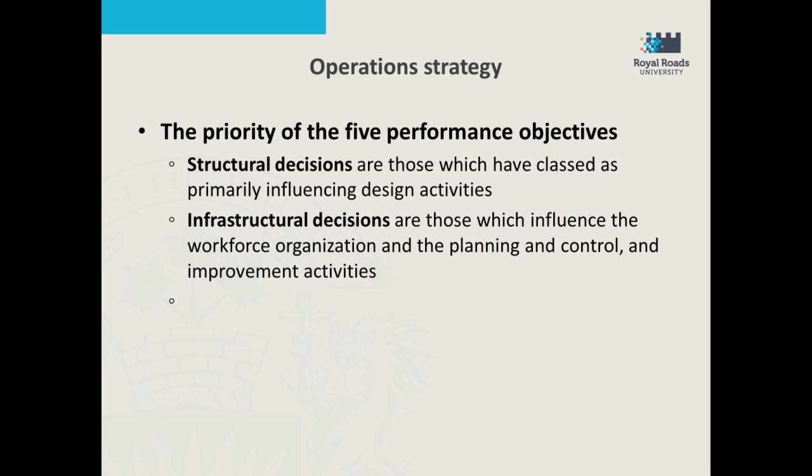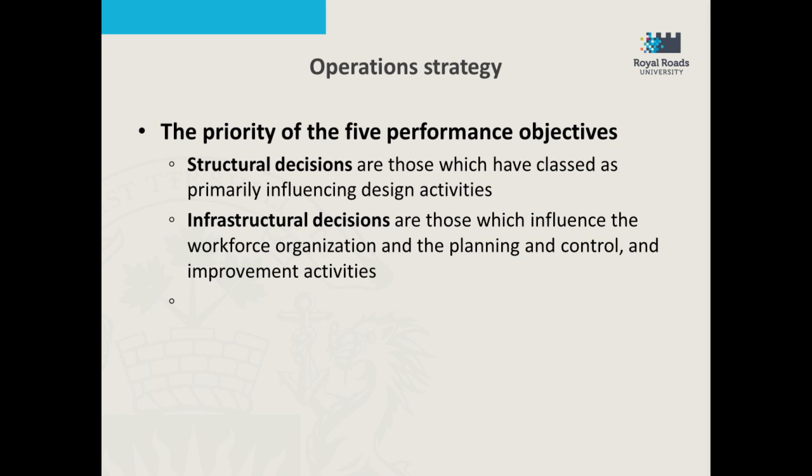What is your priority? Is it cost? Is it quality? Is it dependability? That is the operation strategy. Now, there are a number of decisions that are part of this strategy, and we can divide them into structural decisions and infrastructural decisions. We're going to discuss these over the whole course. These decisions are about the type of input, the design of the operation, the policy, the planning, and the improvement. All these decisions are part of operation strategy.